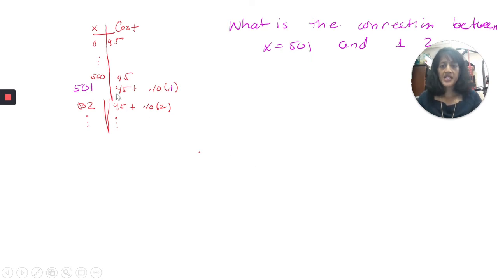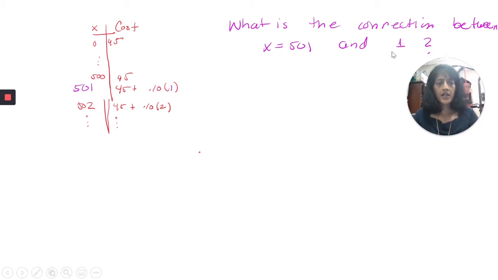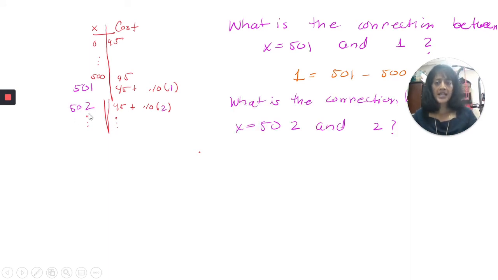If I look at just this one, if x is 501, then over here I have a 1. What's the connection between those two purple bits? Well, this purple 1 is really 501 minus 500, because I'm 1 minute over. What's the connection between 502 and 2? Well, it's similar to the previous thing. This purple 2 is 502 minus 500. So I can kind of see the pattern already. I'm always going to subtract off 500 from x.